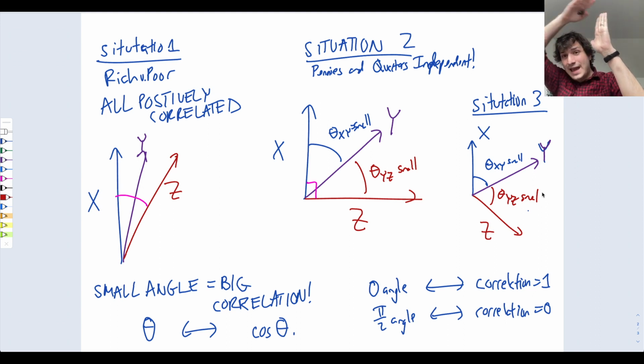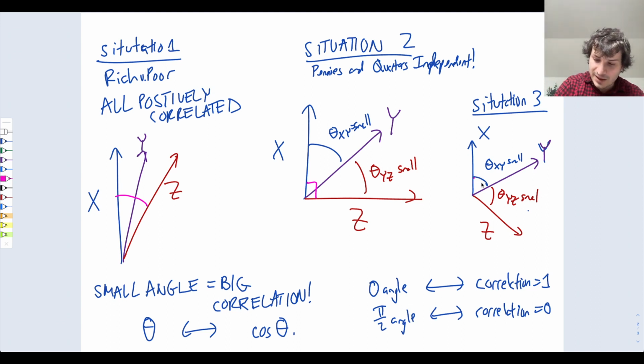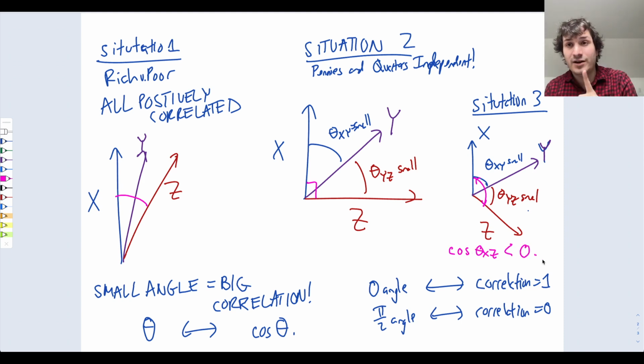But the correlation between x and z, this angle is bigger than 90 degrees. The cosine of that angle is negative. So the cosine of theta xz is less than 0. And that means the two variables, x and z, are negatively correlated. So you can see all the situations that can happen.